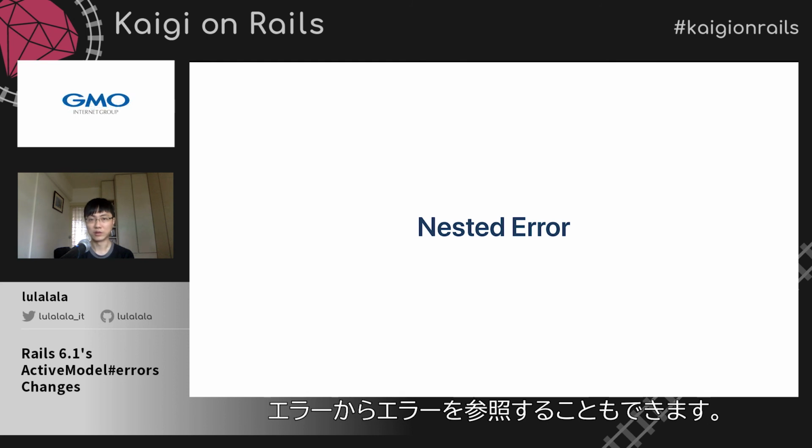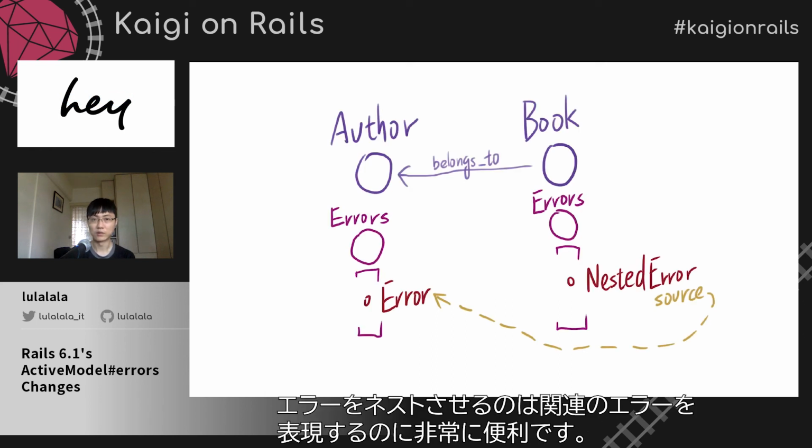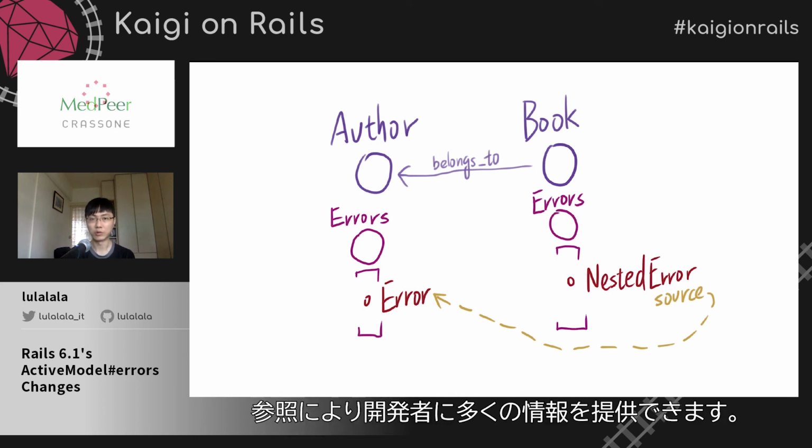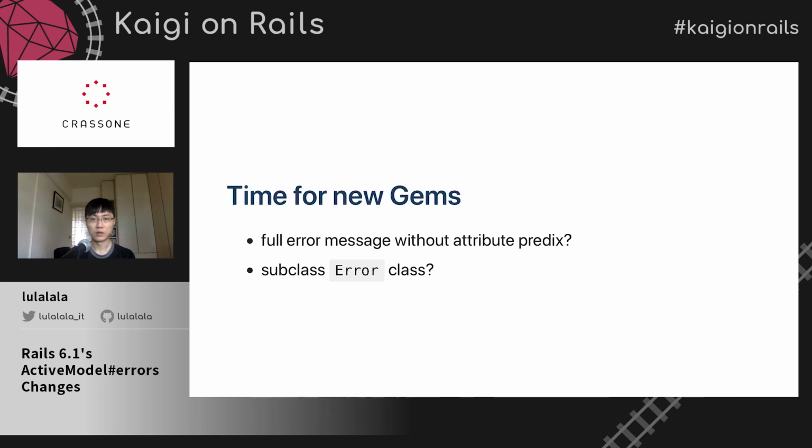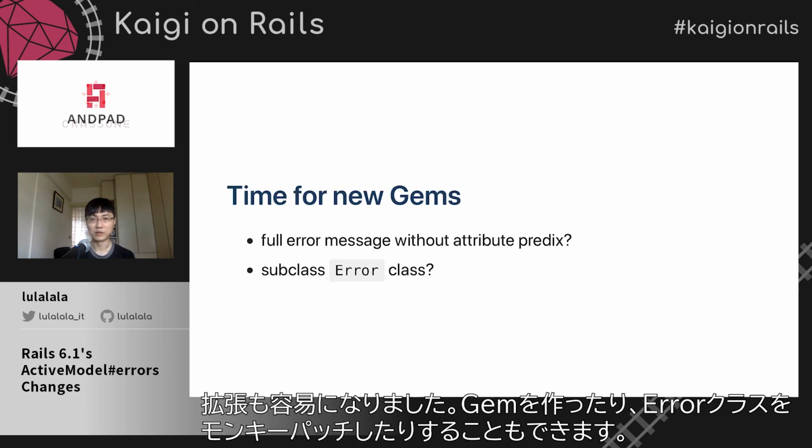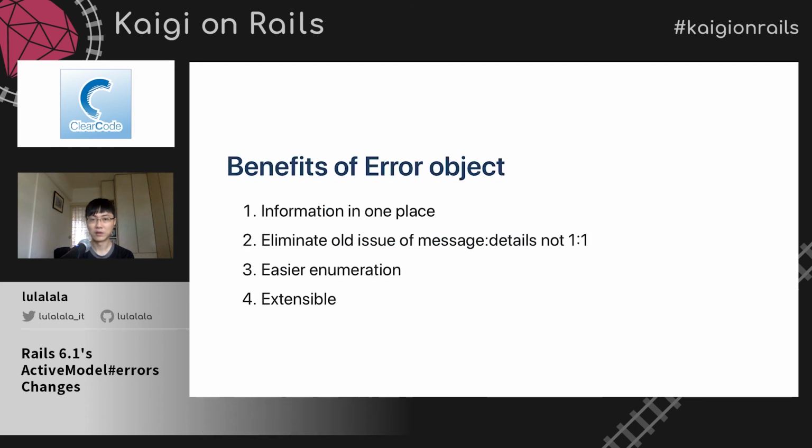By having an error as an object, we can reference one error inside another error too. We can nest errors together. This is extremely useful when we want to validate associations. The errors can reference its associations' errors, providing more information to the developers. Lastly, it will be easier to extend or change the behavior of the validation errors interface now. You can create new gems to monkey patch the error class in order to add new functionalities.